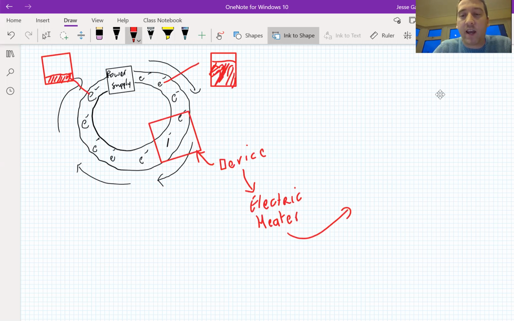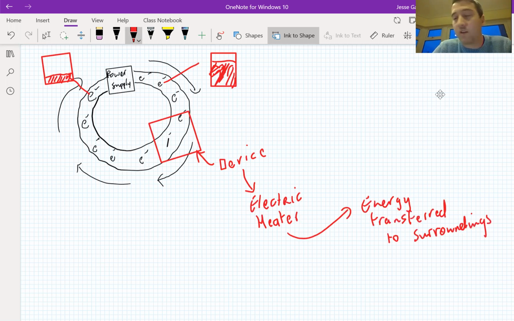It's able to take the energy and convert or transfer it. Energy gets transferred to the surroundings and you get warm. So energy is transferred to the surroundings. Remember, where are the surroundings? The surroundings are outside the circuit.